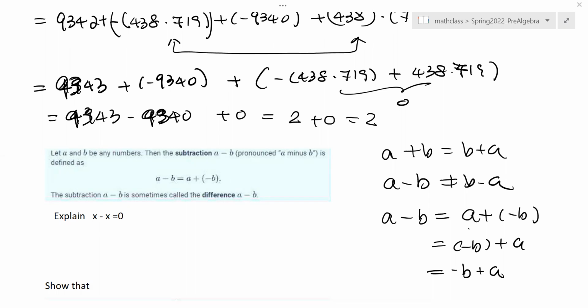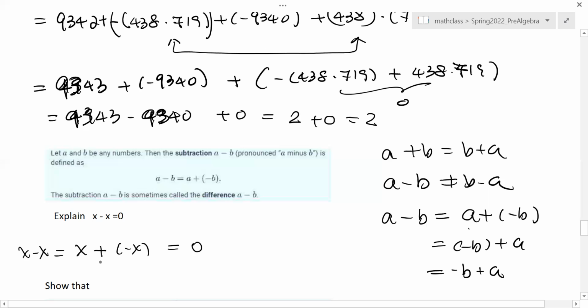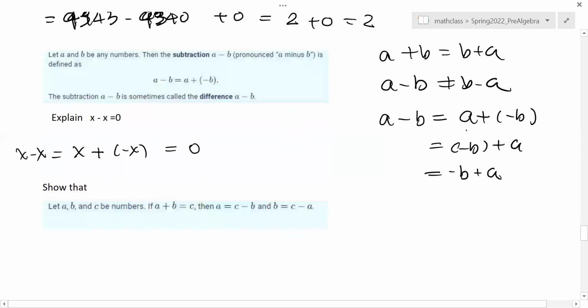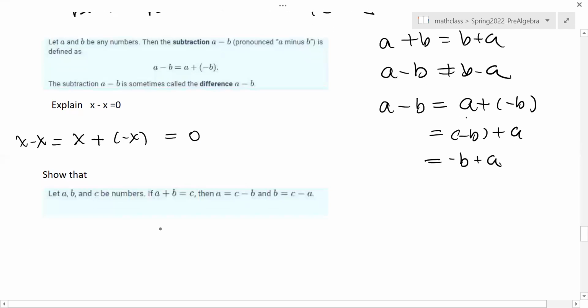So why is x minus x equal to 0? By definition, it is x plus negative x, and that is 0, because that's the definition of negative x. That's trivial, right? Now let's understand this one. a plus b equals c, and why is a equal to c minus b? We add a negative b to both sides.